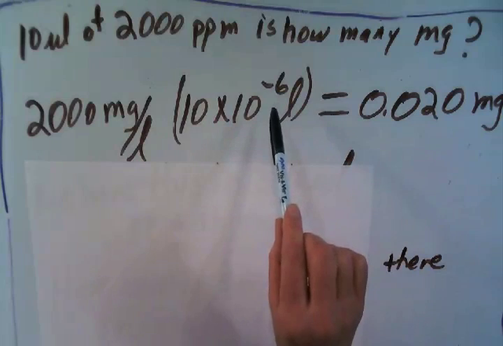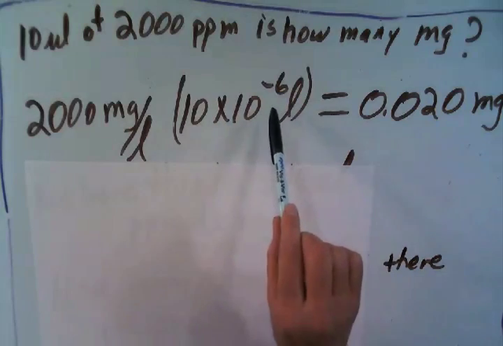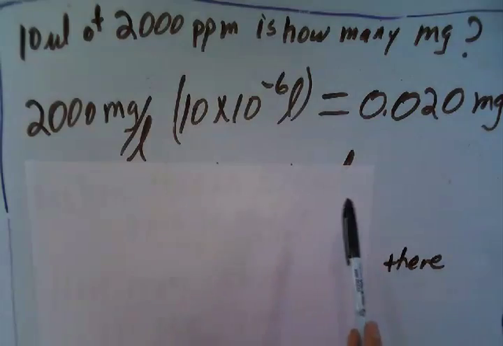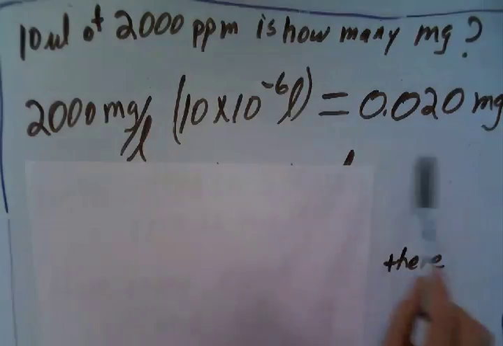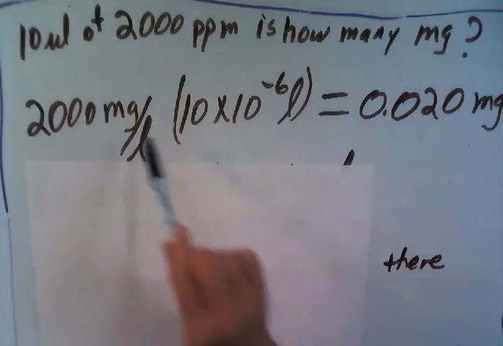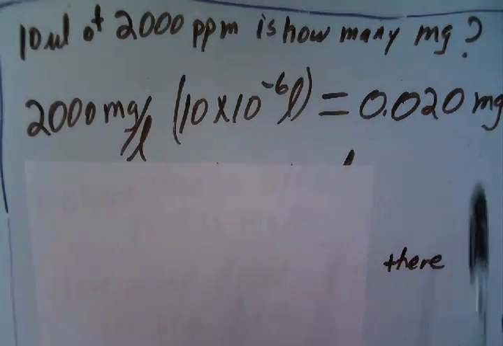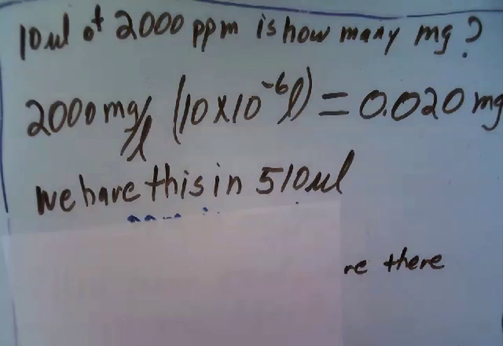Recall that a microliter is 10 to the minus 6 liters. So we have 10 of them, so it's 10 times 10 to the minus 6. And if we multiply this out, the liters fall out, and we end up with 0.020 milligrams, and that is in 510 microliters.